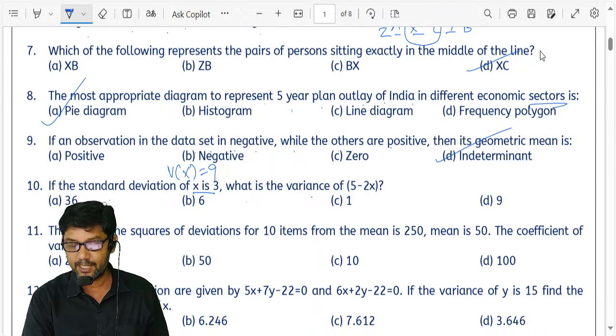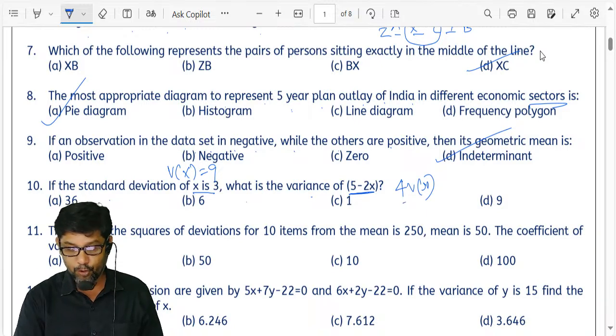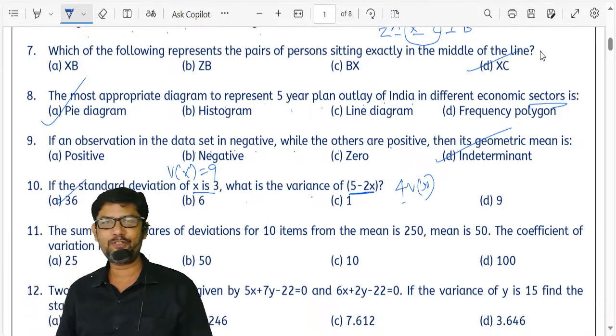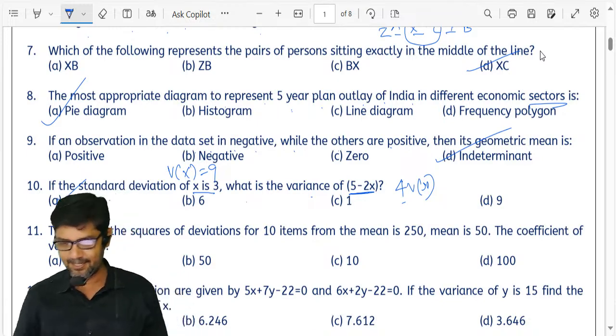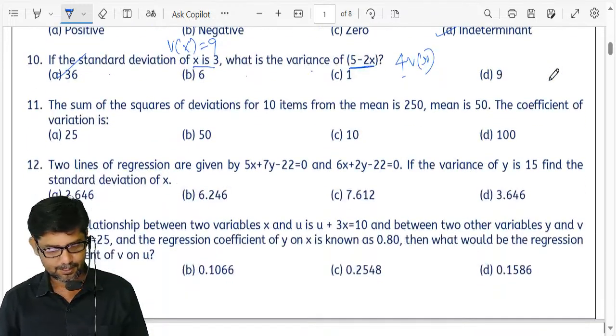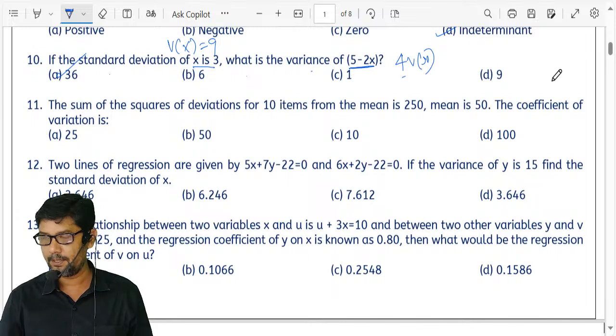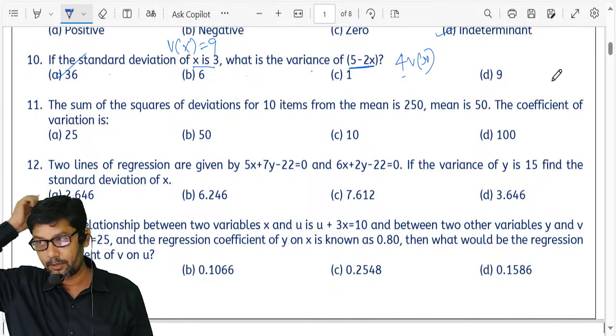What is the variance of 5 minus 2x? Of course, 4 times the variance of x. You remember it, na? We have to square it. 4 into 9, 36. How many of you got 36? Those who wrote this paper, I hope you got good marks also, right?